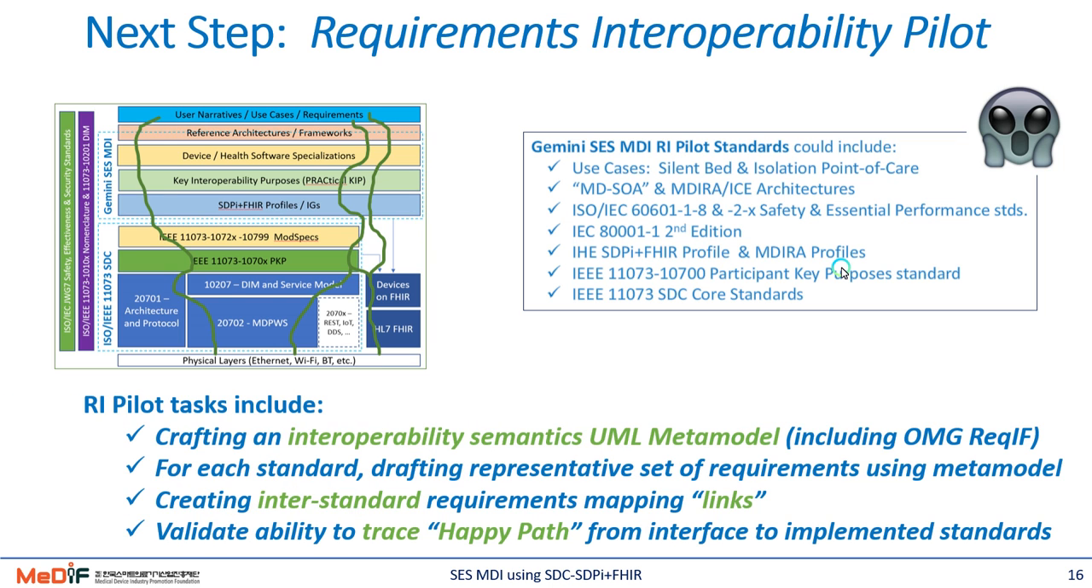So what does that look like? Well, we'll create that interoperability semantics UML model, that requirements interoperability model, using OMG's Requirements Interchange Format, RequirementsInteroperability. Then for each one of these standards, we'll take a representative set of requirements, and then using that meta model, we will create some inter-standard mappings and links, and then finally we'll validate, can we do that happy path tracing from interface to multiple standards? We think it's doable. We'll know pretty soon.